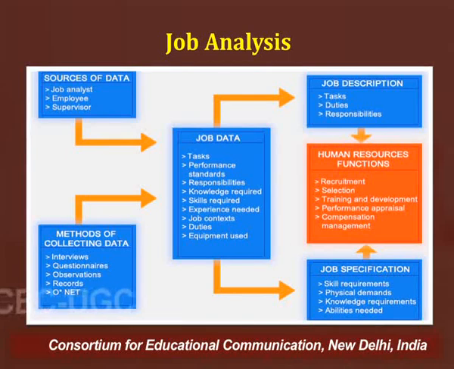Whereas job description will define the tasks, duties and responsibilities, the job specification will define what skill sets, physical demands, and knowledge requirements the candidate who has to perform the job needs. So job description describes the job, and job specification defines the potential employee who has to perform that particular job. Both help in the human resource functions, specifically recruitment, selection, training, development, performance appraisal, and compensation management.